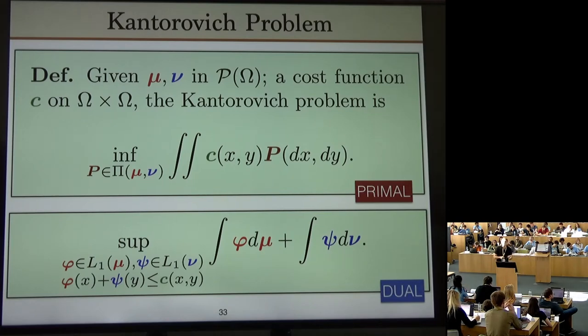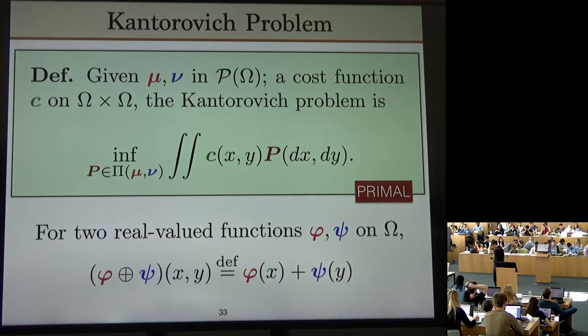At first sight, it doesn't seem that these two programs are related: the infimum over couplings of the cost of the coupling, and this quite artificial program here. But actually, they're the same in the sense that they lead to the same value. Let me try to walk you through this. We'll use one notation which is a bit space efficient. If I have a function phi and a function psi, each of one parameter, then I write phi oplus psi of x, y to be the function that to two variables x, y associates phi of x plus psi of y. It's some kind of tensor addition; I'm just summing two functions on different variables.